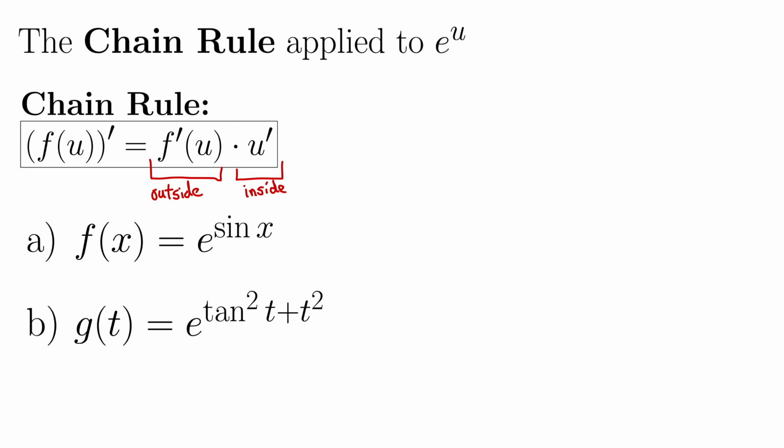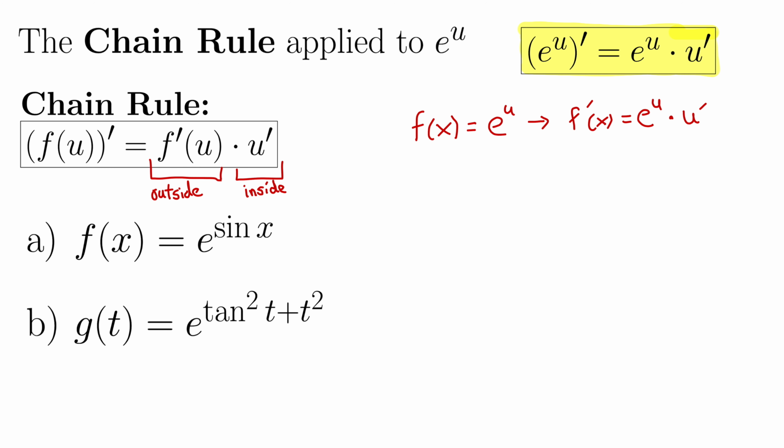Now with our function e to the something, right, f of x, I don't even know what it will be. Well, let's just call it e to the u, right? The outside function is e to the x, e to the u. So f prime of x is the derivative of the outside times the derivative of the inside. But the derivative of the outside, the derivative of e to the something, is always e to the something. So e to the u, again, we just copy and paste the function times the derivative of the inside.